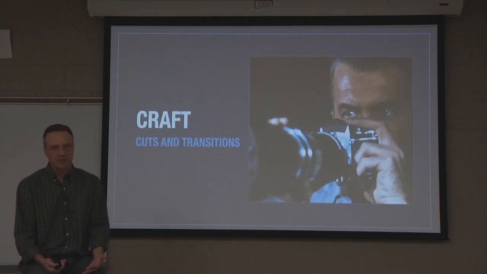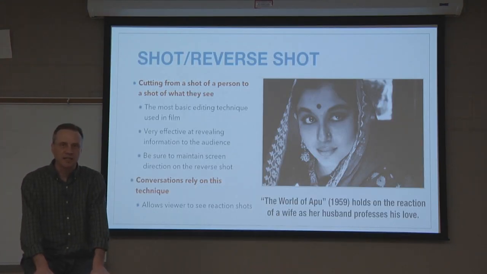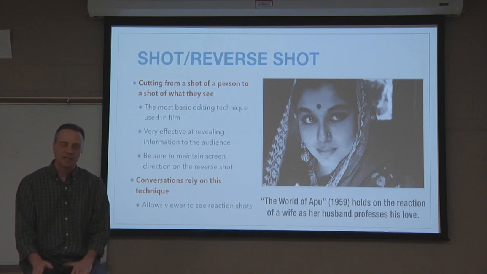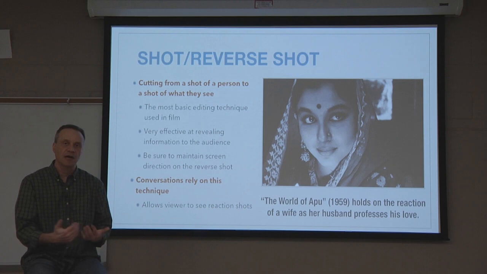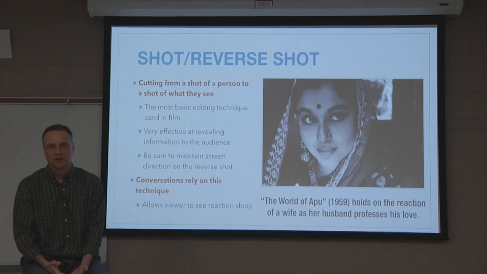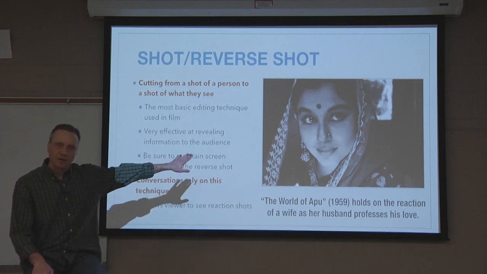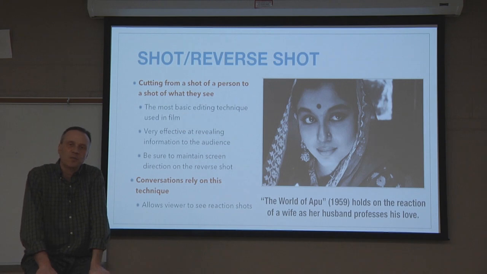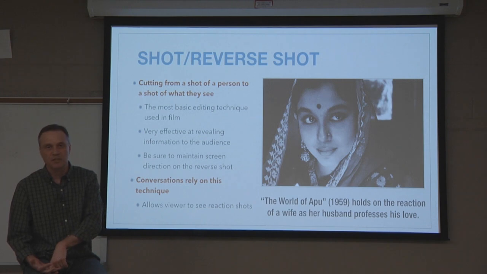Okay, so let's start talking about some specific techniques now. The most common editing technique is something called shot, reverse shot. That's simply whenever we show something, and typically we're showing a person, and then we show the reverse of that. What is it that they are reacting to? What are they responding to or looking at, talking to? Shot, reverse shot is a real effective technique, especially for conversations, because it allows us to get these great reaction shots that help communicate emotion and all those things in ways that words cannot.